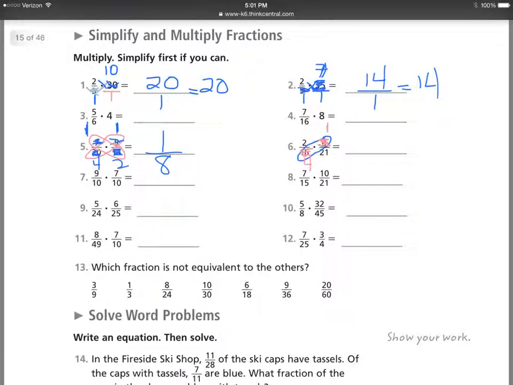Look at my other two numbers, 2 and 21. And I'm hoping again that 2 will go into 21, but it won't. 21's not an even number, and there's only 2 numbers that go into 2. That's a prime number. And I can't divide by 1. That wouldn't do us any good because we would end up with the same answers. So we're now just going to multiply straight across. 2 times 1, which is 2, and 4 times 21, which is 84.